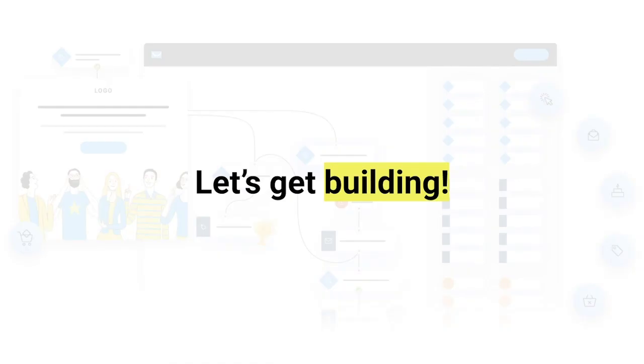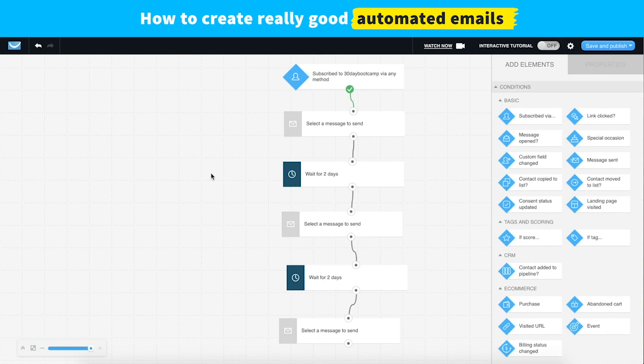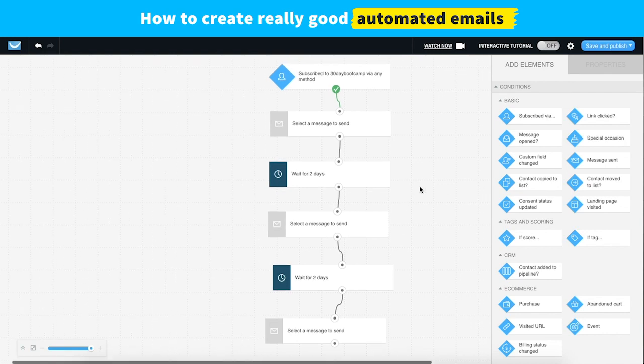All right, now let's get building. Let's see how to actually use an email design system to create some really good looking emails really fast. So here we are in the GetResponse automation creator. This is just an example of a super simple workflow that we can use to automatically send out our emails whenever someone signs up.